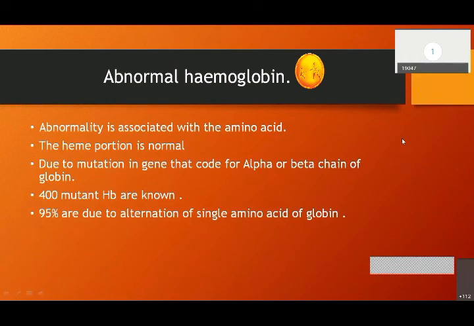Now we'll see how abnormal hemoglobin leads to disease. Basically the abnormality is associated with the amino acids, meaning there is a defect in a globin chain, while the heme portion is normal. The defect is due to a mutation in the gene that codes for the alpha or beta chain of the globin. Approximately 400 mutant hemoglobins are known, and 95% are due to the single alteration of a single amino acid of the globin.